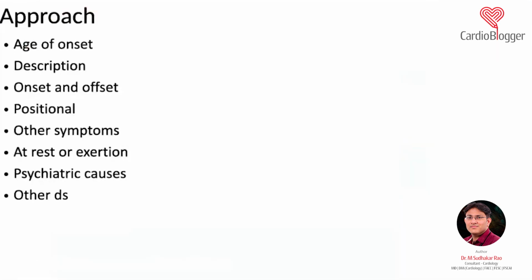Now onset and offset. I told you, fast onset is usually a VT or SVT. Slow onset is usually a sinus tachycardia, tuck, tuck, tuck is slow onset. And if a fast offset is there, it is usually again a supraventricular tachycardia. Now, positional palpitation. Some people may get palpitation in some position, like on lying down.